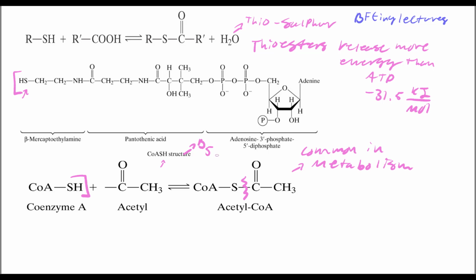So to summarize, thioesters release more energy than ATP molecules. A thioester is essentially any molecule that has the SH bond, okay? And then you're going to be reacting it with an acid, and you're going to have this thioester bond. So if you break that bond right here, you're going to get negative 31.5 kilojoules per mole, and that is a very, very large amount of energy. It is most often found in coenzyme A, and coenzyme A is normally found in metabolism. So in metabolic reactions, you're going to be using coenzyme A to do the reactions.